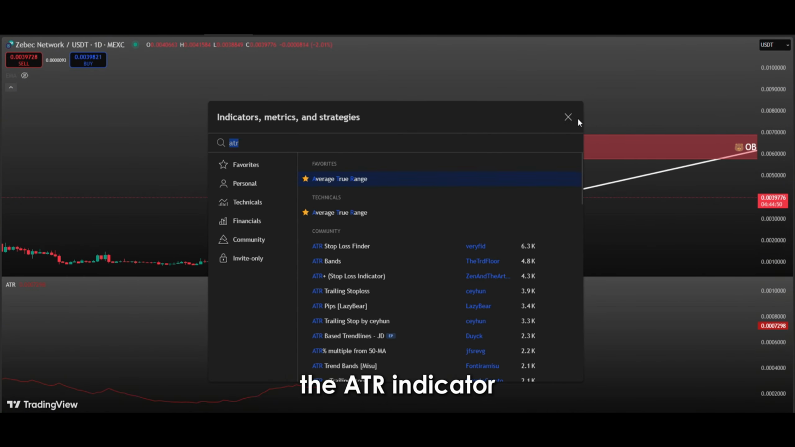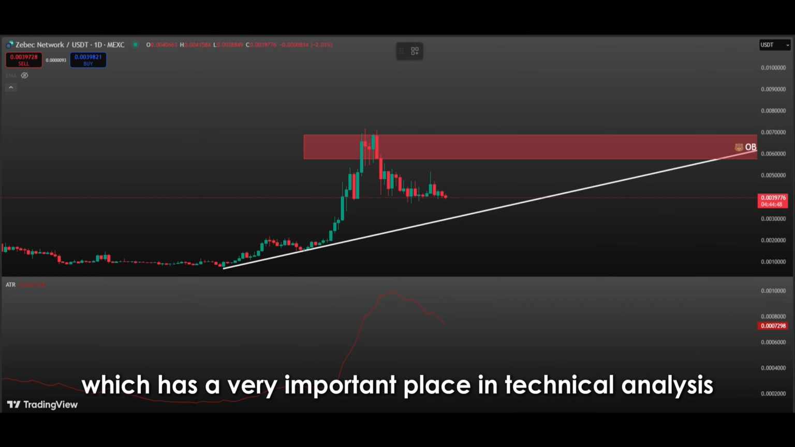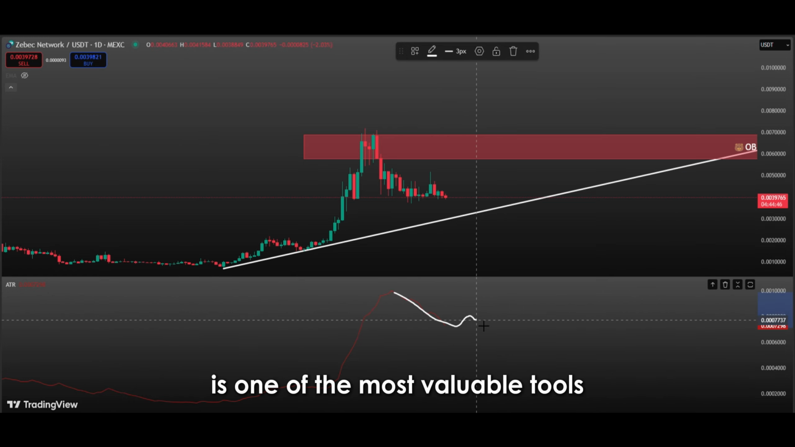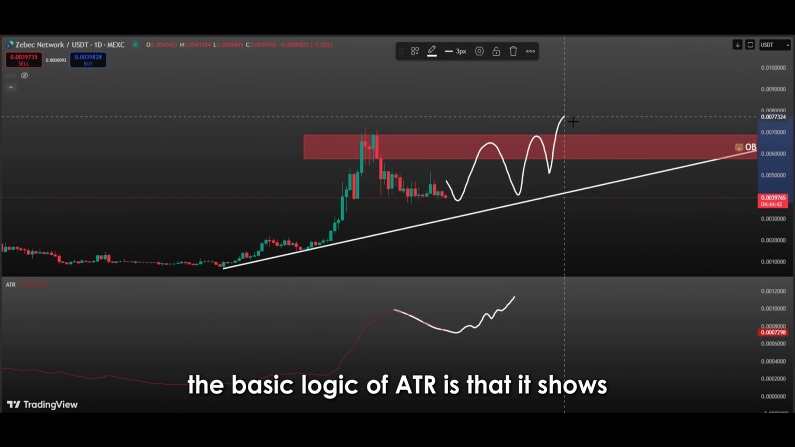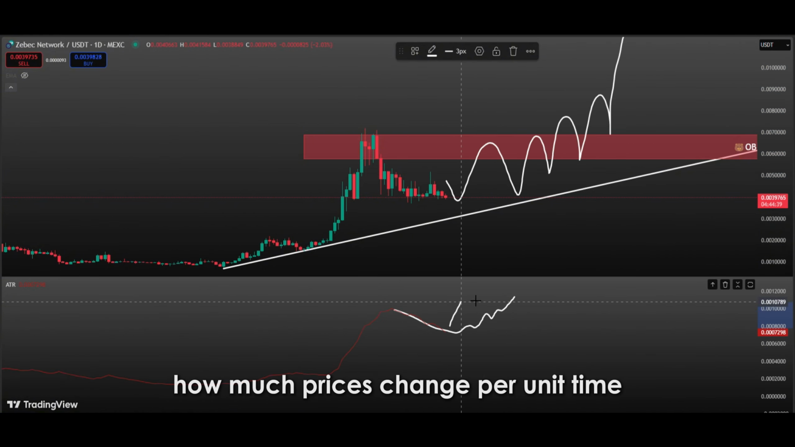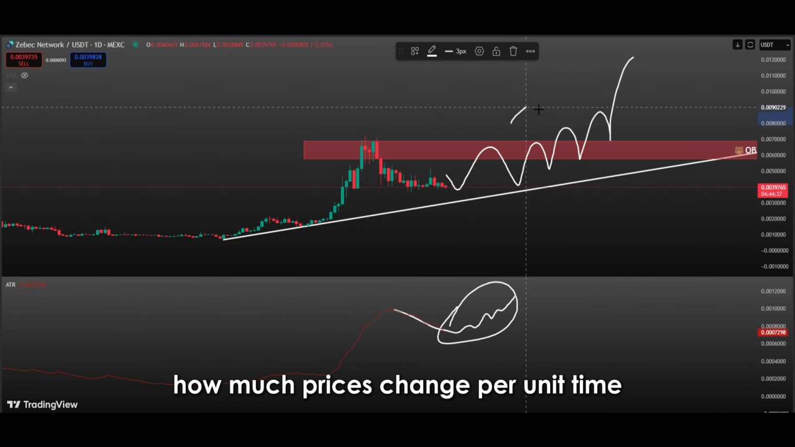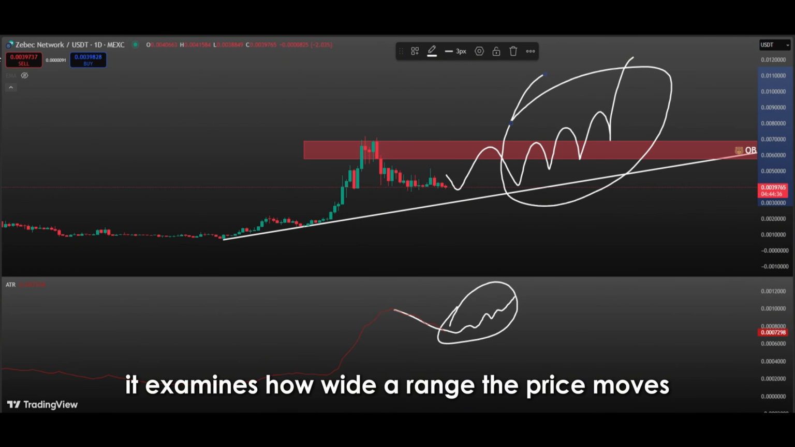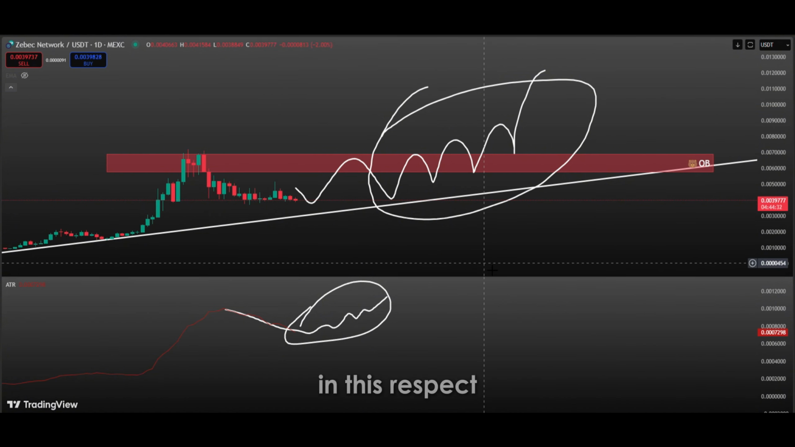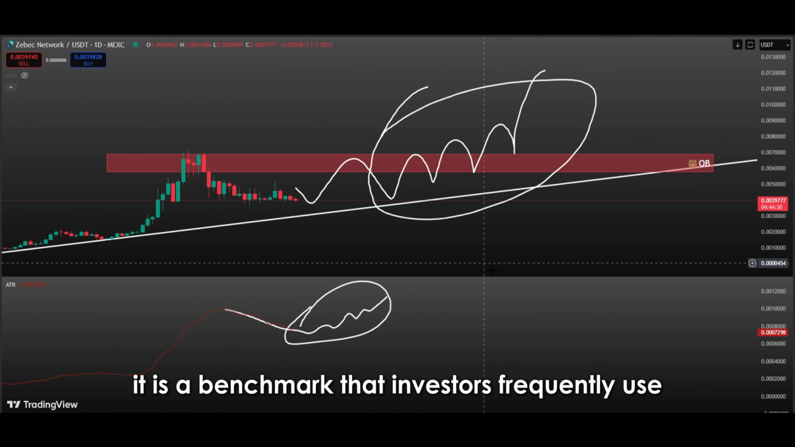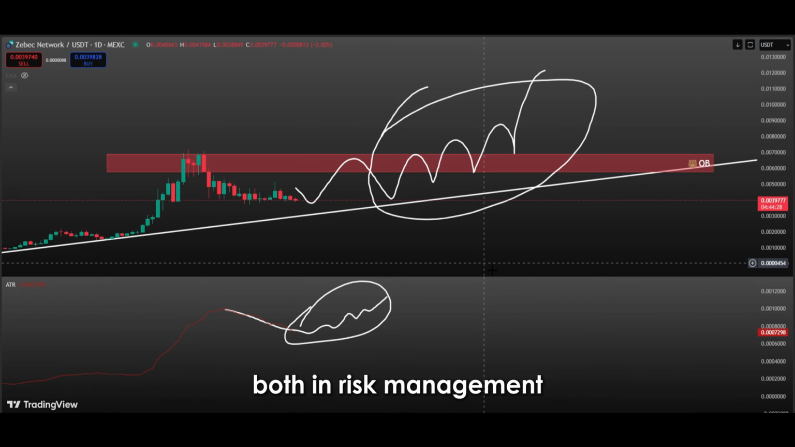The ATR indicator, which has a very important place in technical analysis, is one of the most valuable tools that measure volatility in the markets. The basic logic of ATR is that it shows how much prices change per unit time. In other words, it examines how wide a range the price moves and how this movement changes over time. In this respect, it is a benchmark that investors frequently use both in risk management and in analyzing market volatility.